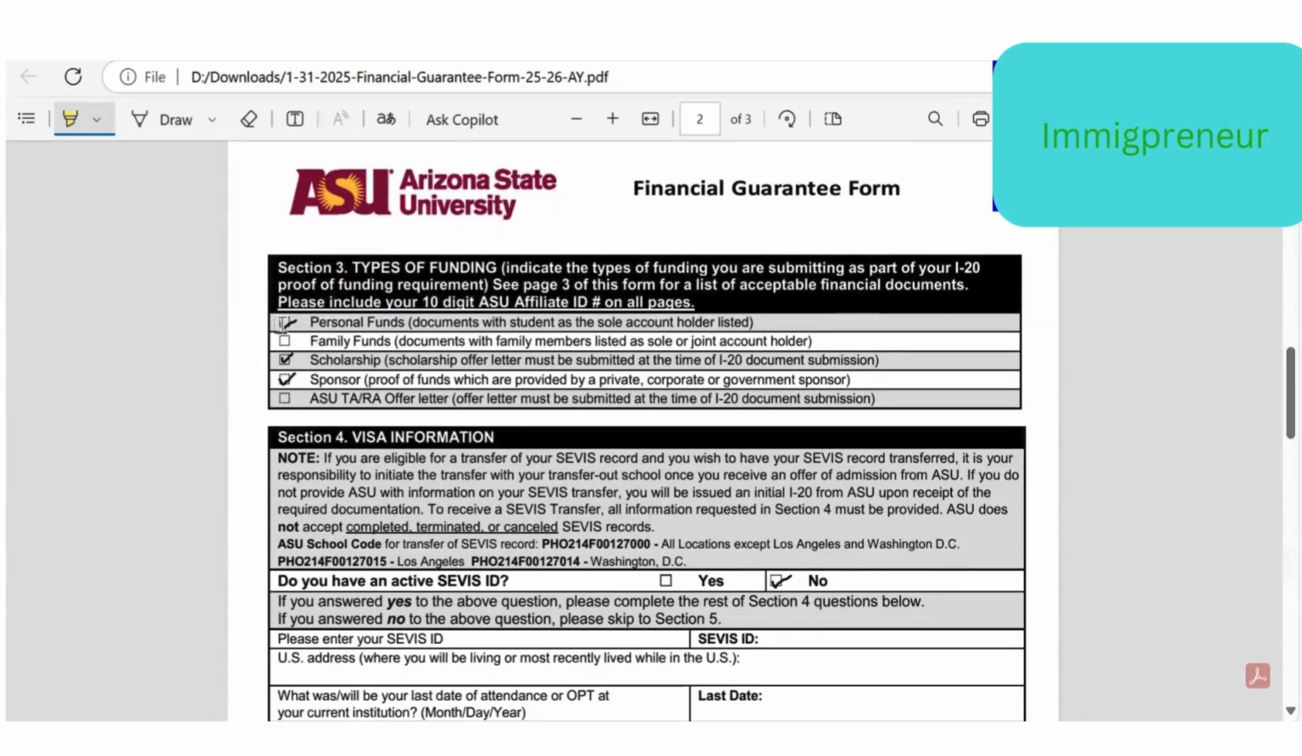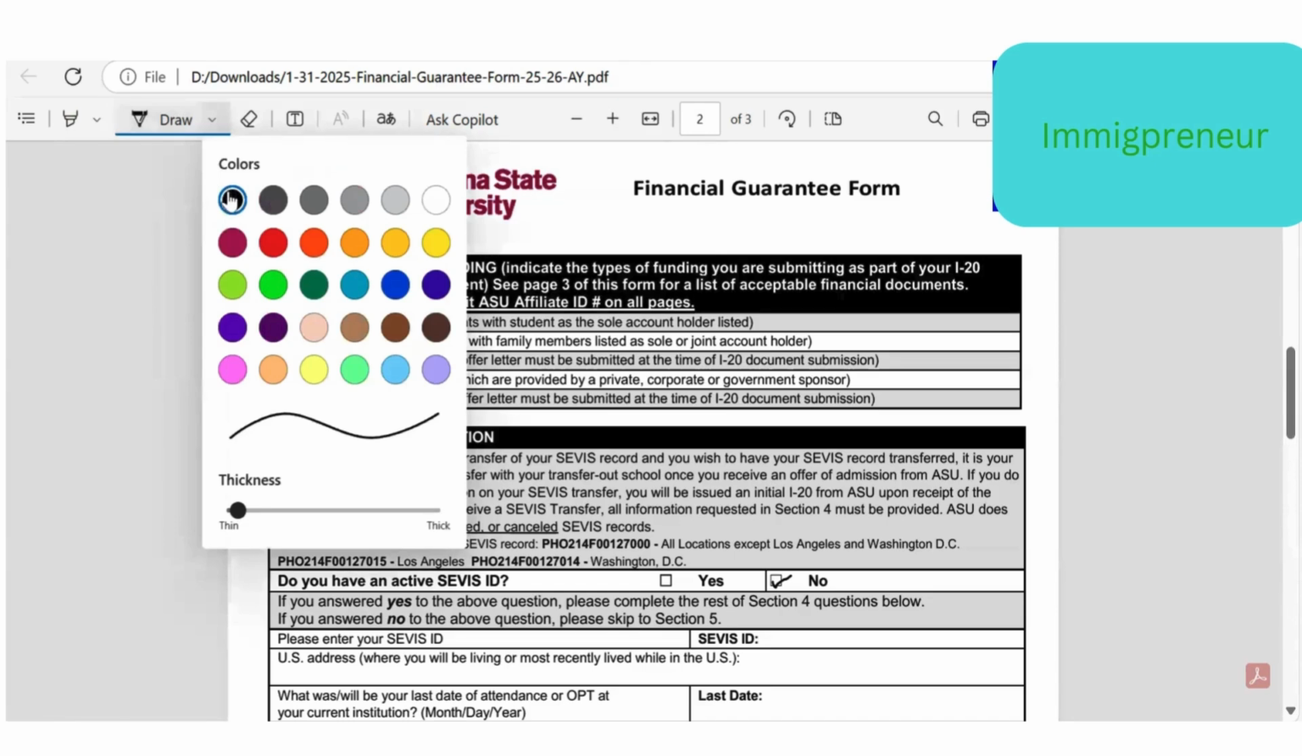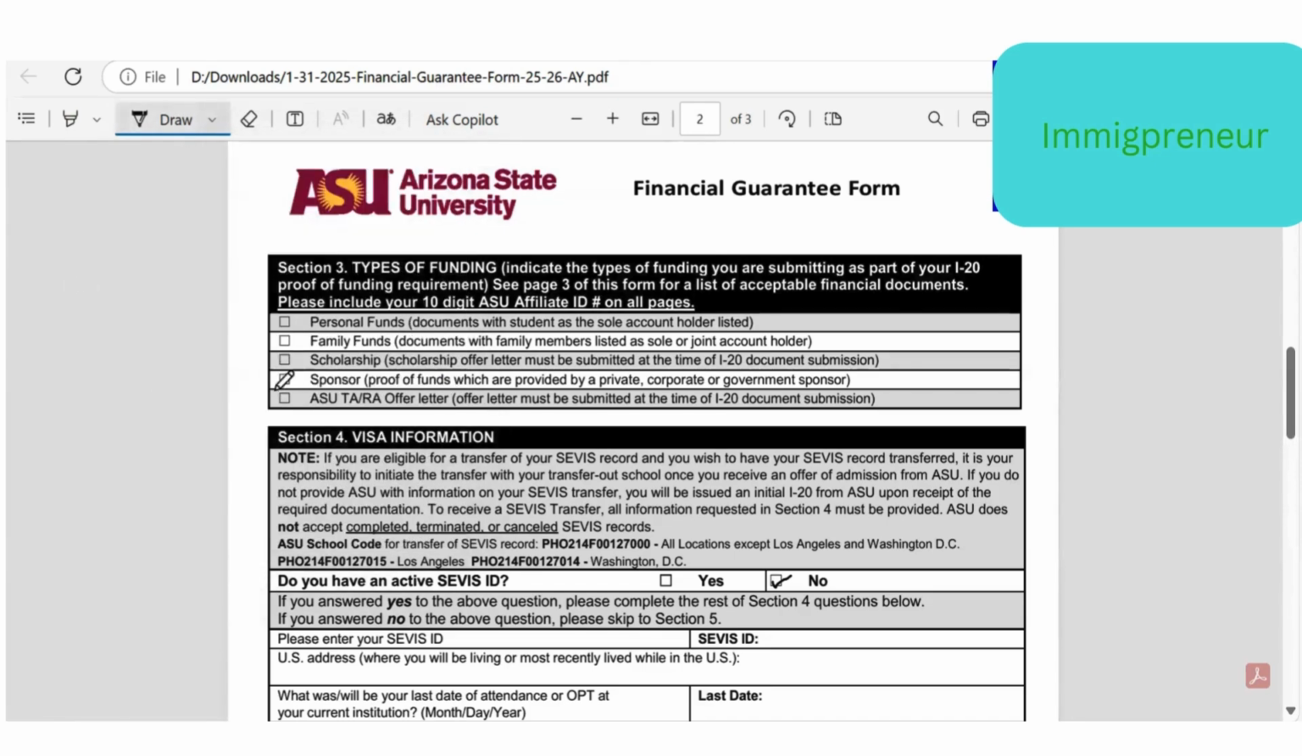Now, in this section, you have to show the proof of funding that you're going to provide. Let us assume that you have a scholarship and you have a loan that has been approved. In that case, you just have to tick the sponsor here, and the loan that you have. You tick the sponsor, and then you tick the scholarship if you have one. If you're using your own money, you come here and tick personal funds. This is what you tick.